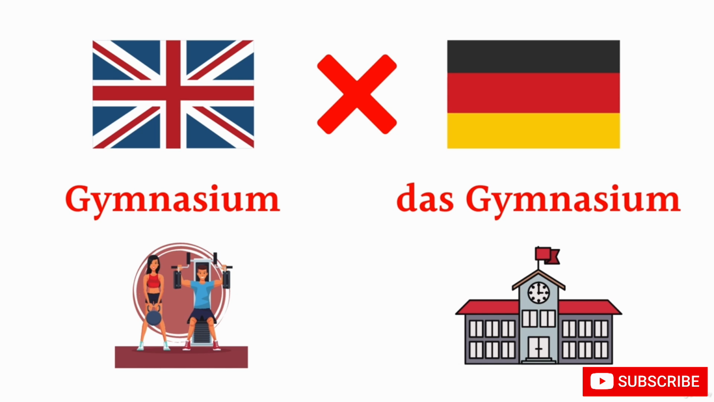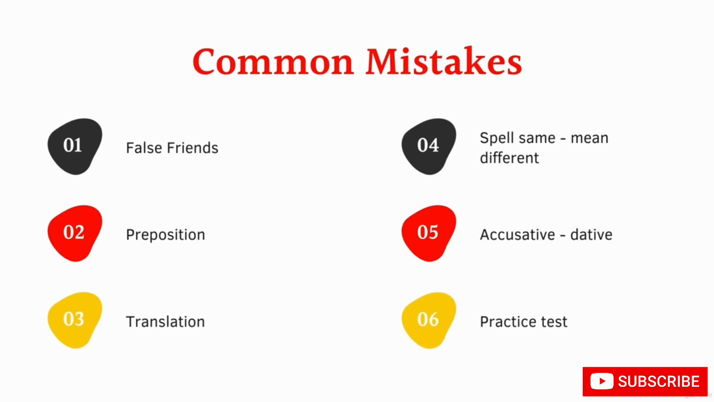When we think in English, some of the mistakes are inevitable. So, how can we avoid these mistakes? Our course, Learn German Common Mistakes, comes into play here. In this course, you will learn the common mistakes that German learners make and how to avoid them. These mistakes are categorized into 5 sections, and these are false friends, preposition mistakes, translation mistakes, spelled same but mean different nouns, and accusative dative case problem.